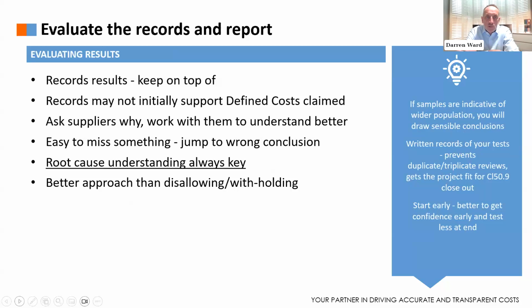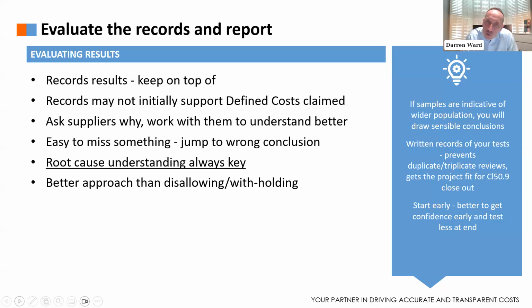So you've requested records, you receive them, keep on top of them. Remember, they won't always support the cost claim. That shouldn't be a problem. Work with suppliers. Ask them why. You need to understand better maybe what the issue is. Simple as that. Don't jump to the wrong conclusion. Really important is the bit underlined. Get the root cause understanding of why the record appears wrong. That's a much better approach than simply disallowing or withholding.